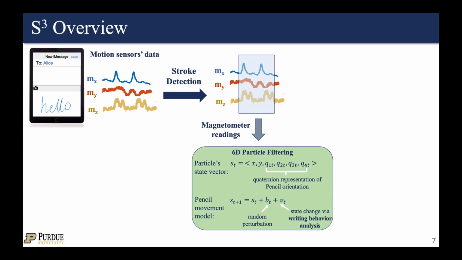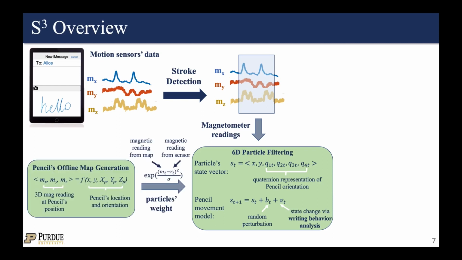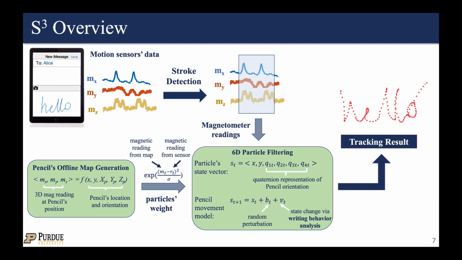At each timestamp, the particles are resampled based on a weight function that uses the magnetic readings from the sensor and that from a 3D magnetic map of the pencil which we generate offline through war driving and magnetic field reconstruction technique. Finally, the particle filter outputs the tracking traces of the stroke, which are then used by the attacker to guess what the user has written.